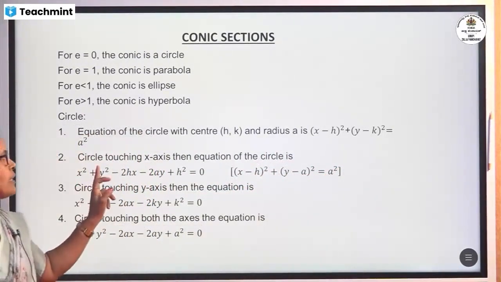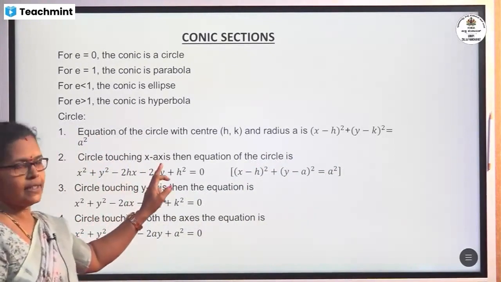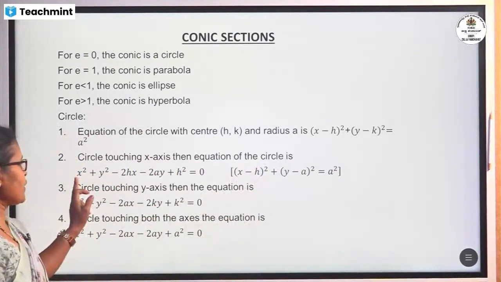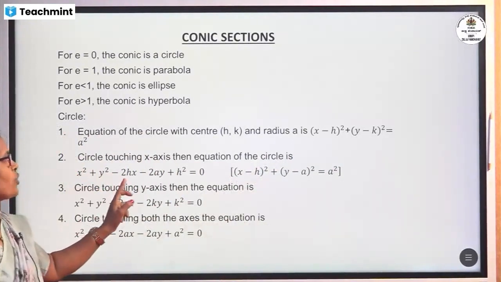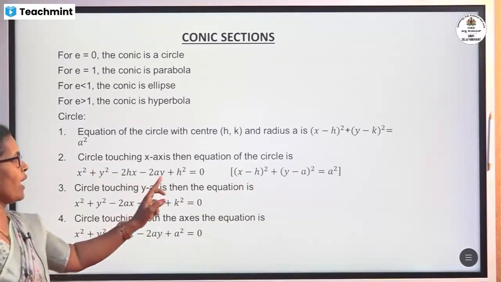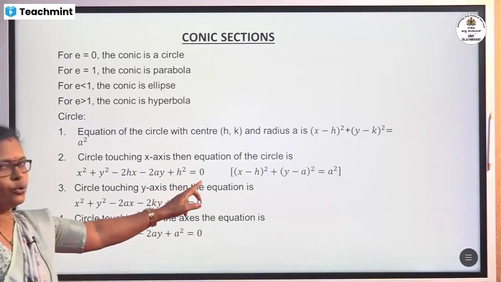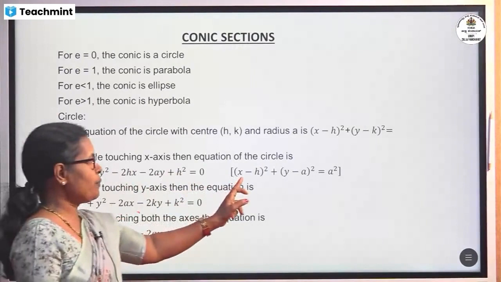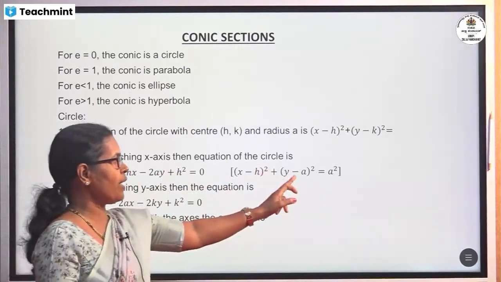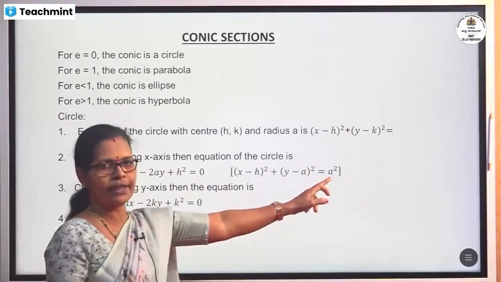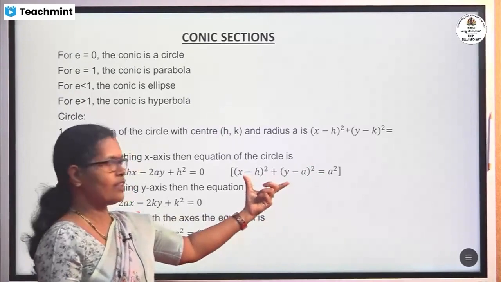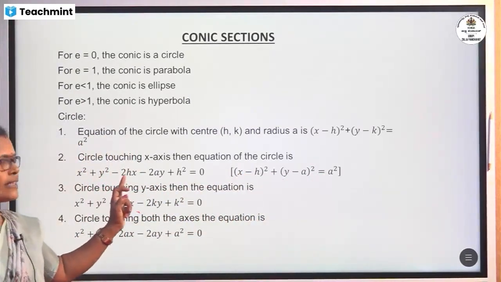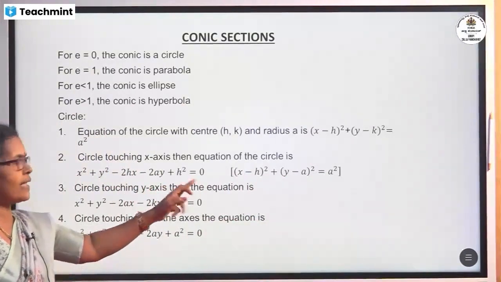Second one, circle touching the x-axis. Then the equation of the circle is x square plus y square minus 2hx minus 2ay plus h square equals 0. How do you get this equation? (x minus h) whole square plus (y minus a) whole square equals a square. Expansion of this one is x square plus y square minus 2hx minus 2ay plus h square equals 0.